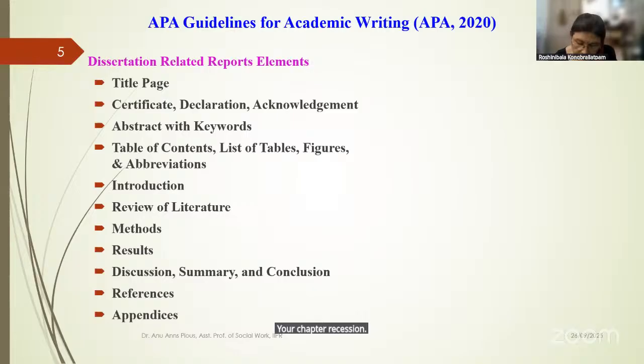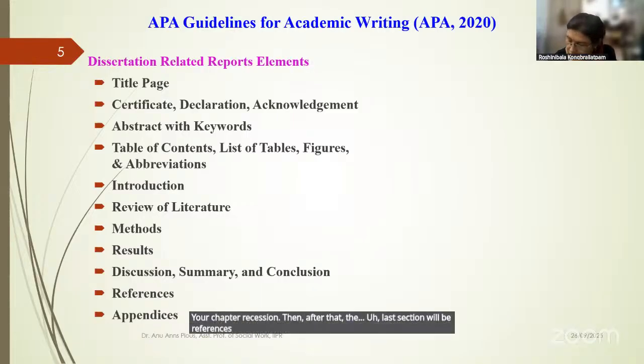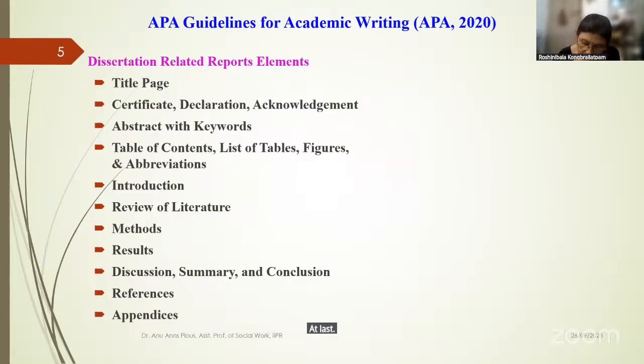Then after that, the last section will be references and appendices. Appendices should include all relevant supporting evidence of your document, starting with the tools that you have used, the permission letters for the tools that you are using, and any other kind of ethical documents you have to provide. All those things need to be attached as an appendix.